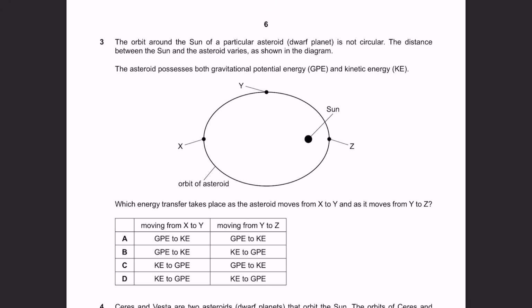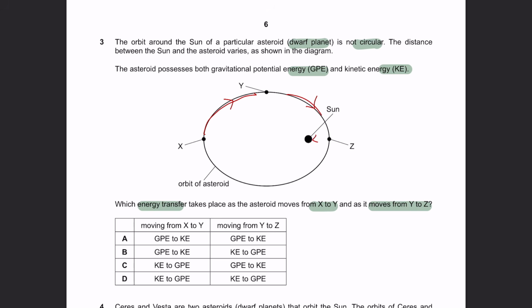Question 3. The orbit around the Sun of a particular asteroid dwarf planet is not circular. The distance between the Sun and the asteroid varies as shown in the diagram. The asteroid possesses both gravitational potential energy and kinetic energy. So this question has a similar principle as the one that we did before. Which energy transfer takes place as the asteroid moves from X to Y and as it moves from Y to Z?